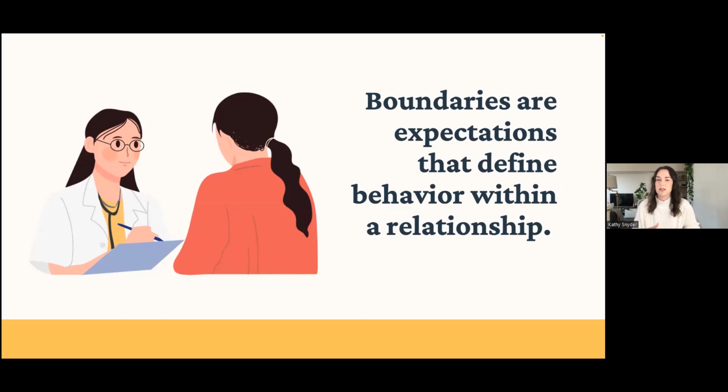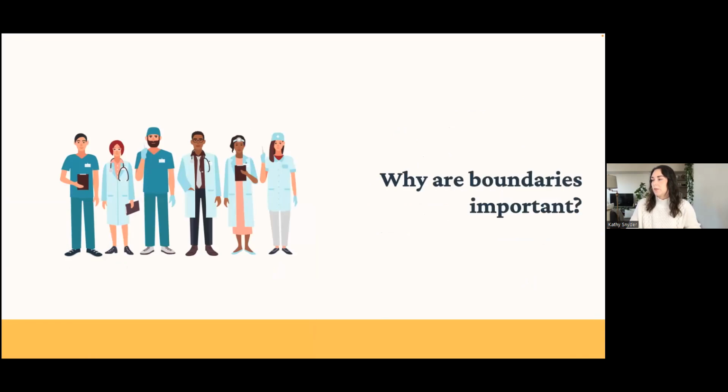Expectations that define behavior within a relationship. And so in this case, we're really thinking about the relationship between a clinician and a patient, but you can apply this to anybody in your life. You, your partner, you, your friends, you and the rest of your team. Just expectations that define behavior. Perfect. Why are they important? Why do we set boundaries with people? Or frankly, why do we set boundaries with ourselves?